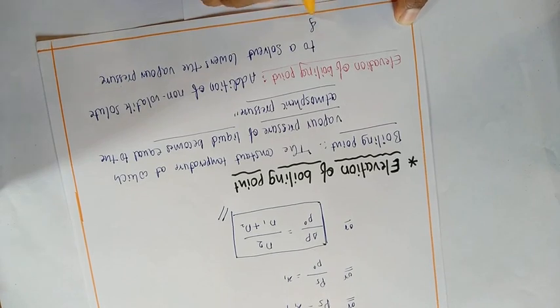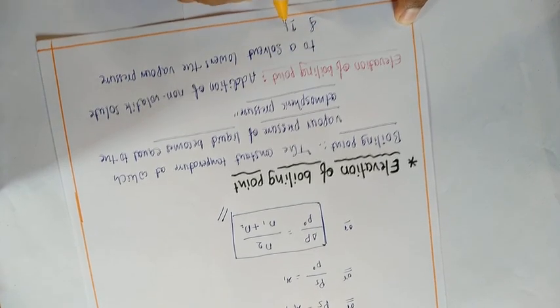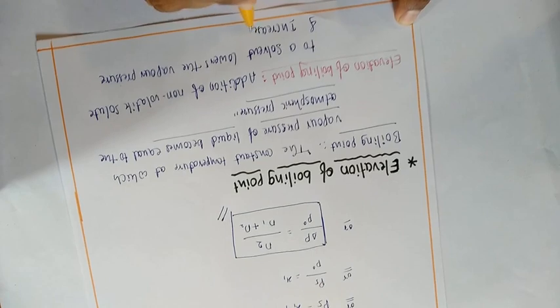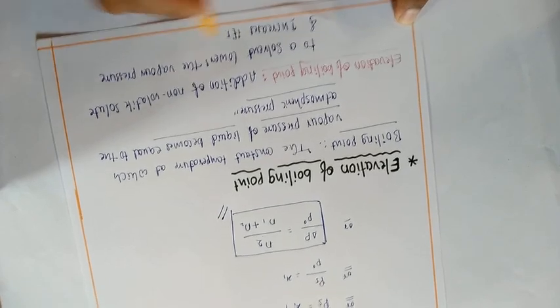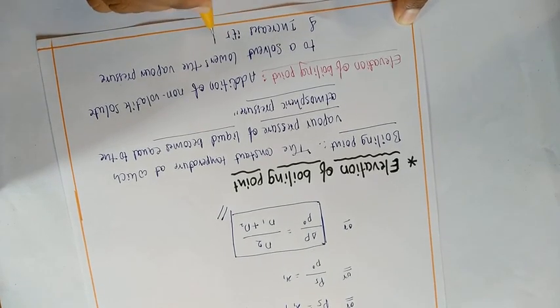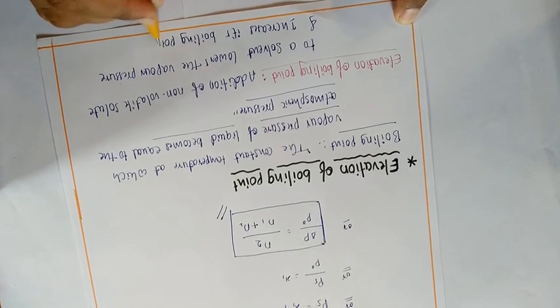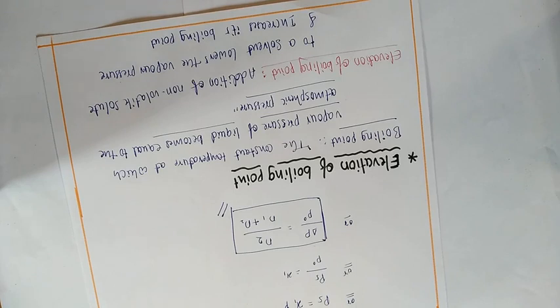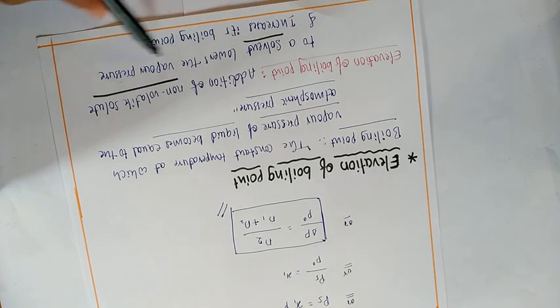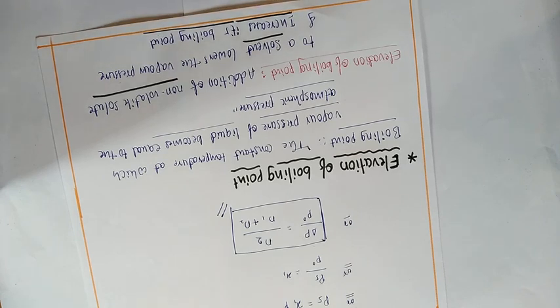And increases its boiling point. Okay, student. So here, elevation of boiling point means addition of a non-volatile solute to a solvent. It lowers the vapor pressure and increases its boiling point. This is called elevation of boiling point.